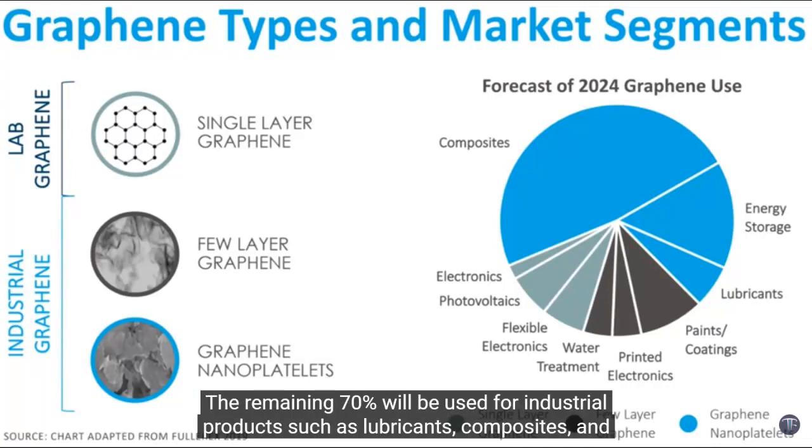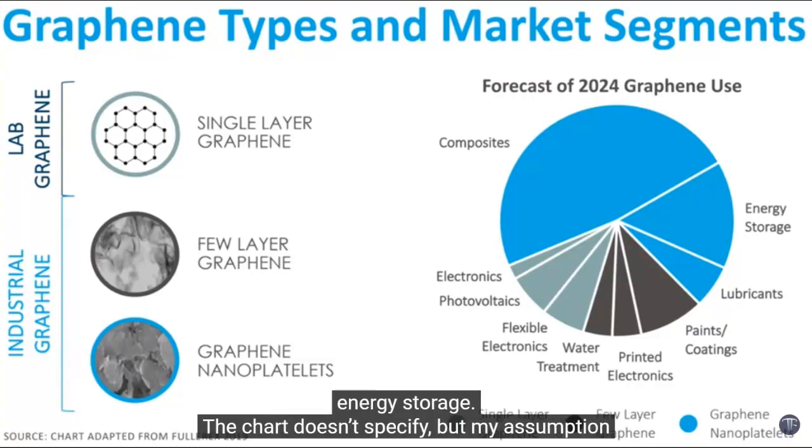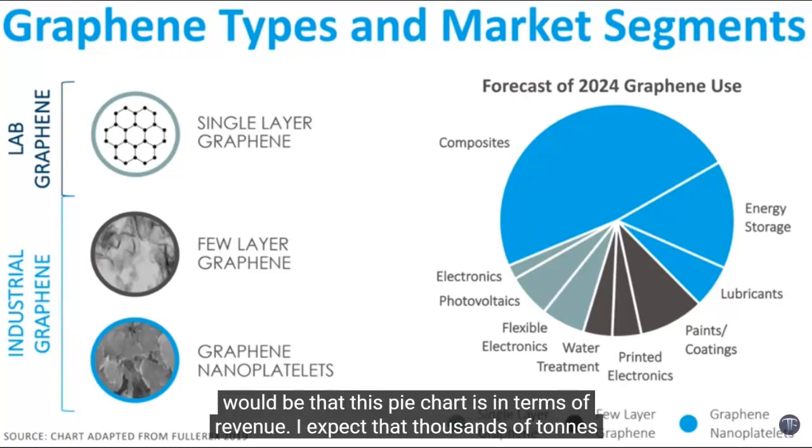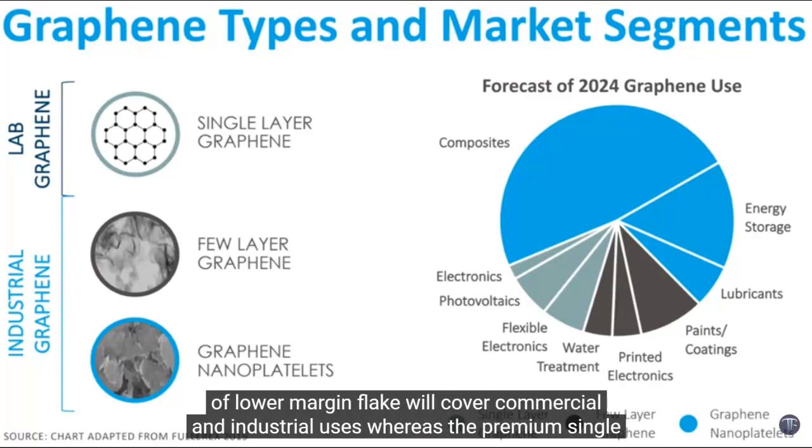The chart doesn't specify, but my assumption would be that this pie chart is in terms of revenue. I expect that thousands of tons of lower margin flake will cover commercial and industrial uses, whereas the premium single-layer flakes or films will go into higher-end products with larger margins.